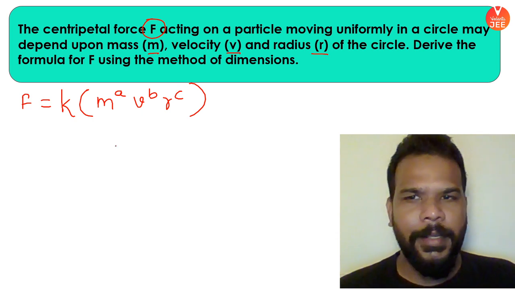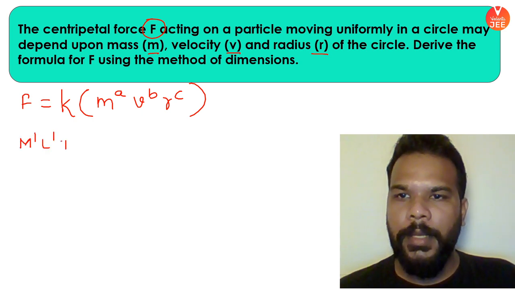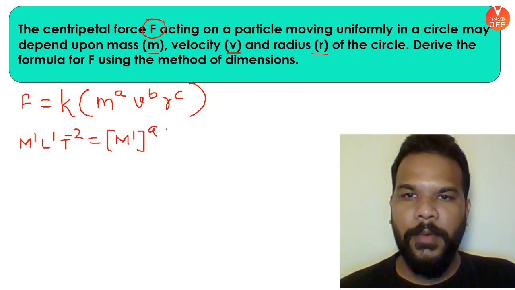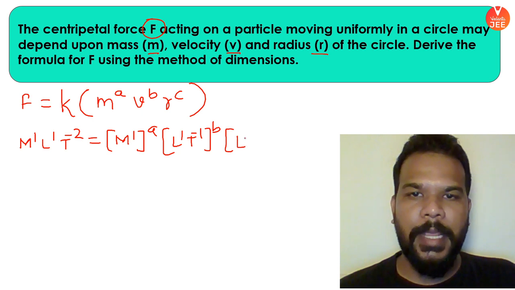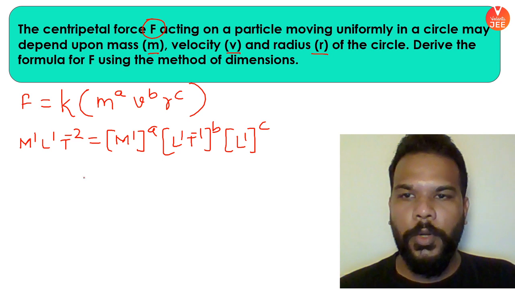Okay, let's go ahead. So the dimensions of force are M1 L1 T minus 2. Mass is M to the power 1. You will take its power as a. Velocity is L1 T minus 1. Its power is b. And R is a type of length. Power is c. Okay, guys. So what do I have from here?